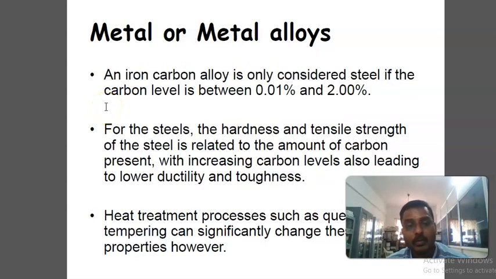An iron-carbon alloy is only considered steel if the carbon level is between 0.01% and 2%. For steels, the hardness and the tensile properties are related to the amount of carbon present, with increasing carbon levels also leading to lower ductility and toughness. Heat treatment processes such as quenching and tempering significantly change these properties. This is about the metal or metal alloys.